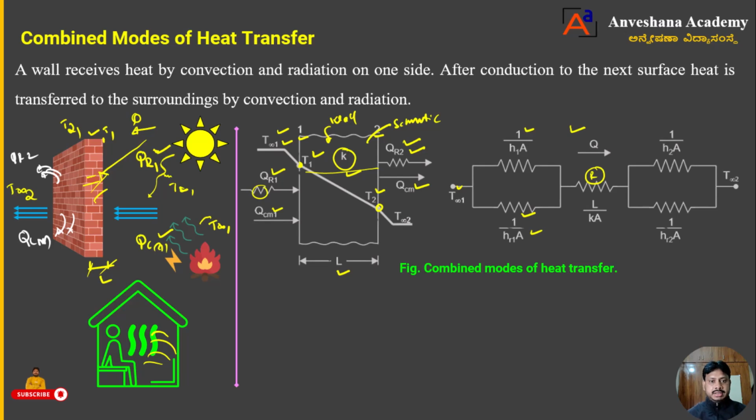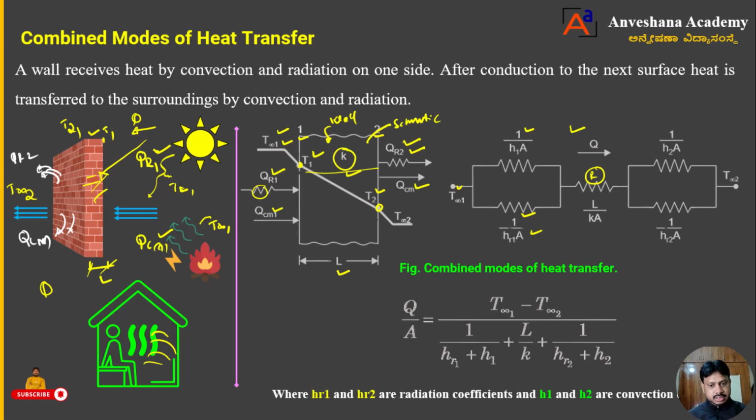Okay, then how to determine the total amount of heat transferred in this combined mode of heat transfer? Yes, we can calculate it. How it is, we can see, dear students. That is Q divided by A. That means I am going to calculate the rate of heat transfer per unit area. That is Q divided by A is equal to T infinity 1, the high temperature, minus the low temperature, T infinity 2, divided by 1 divided by the radiation heat transfer coefficient plus the convection heat transfer coefficient, because combined it is going to happen here now.